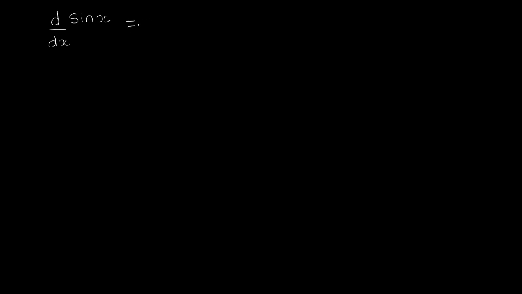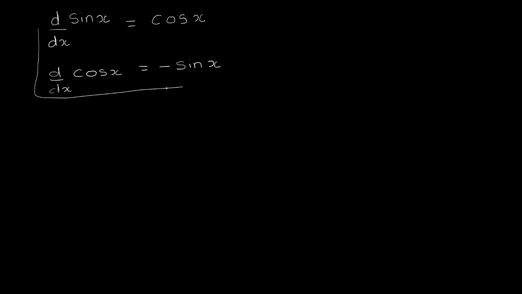The formula is given by d by dx of sine of x is cos of x, and d by dx of cos of x is minus sine of x. These are the two formulas which you need to use. Okay, we will see how the problems based on this can come.